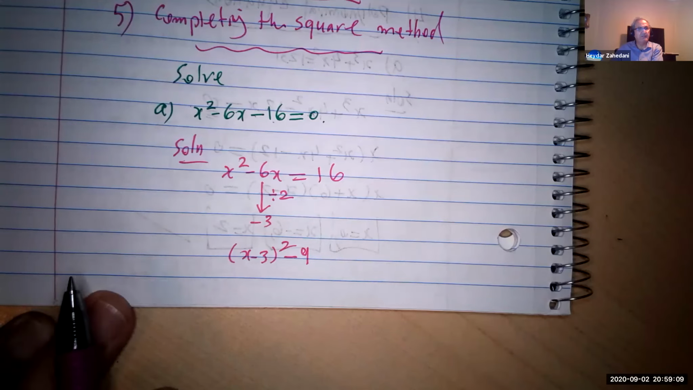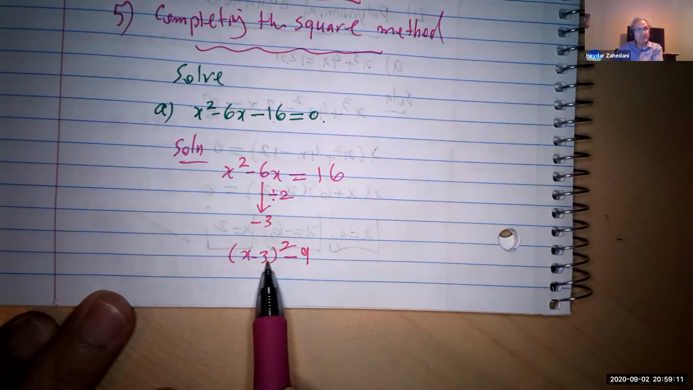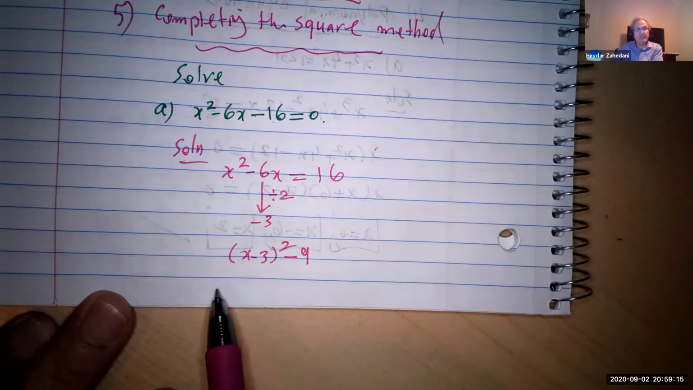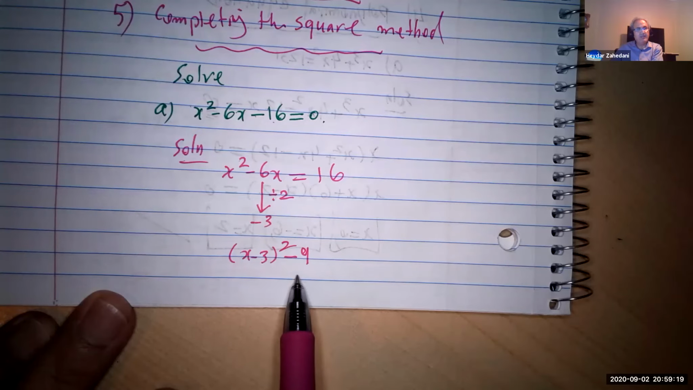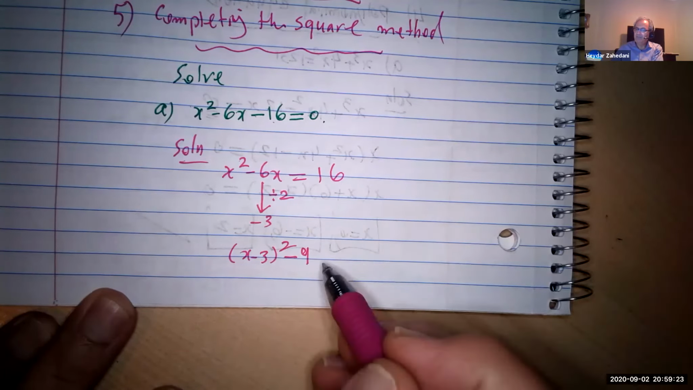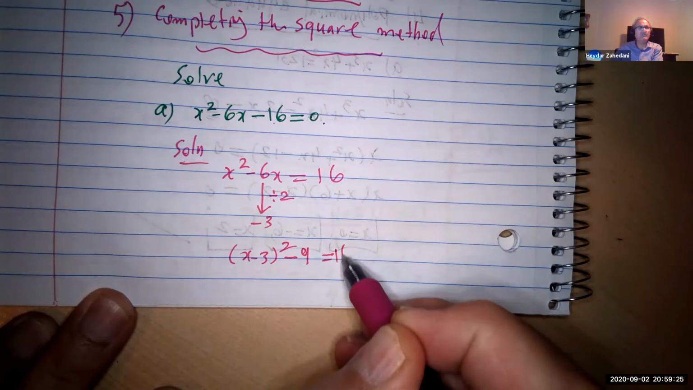It's what you want. But when you distribute this one, there is going to be 3 squared. Negative 3 squared is 9, plus 9, but there is no plus 9. So you put the negative 9, so plus 9 and negative 9 cancel out each other. That's it. Equal to 16. Any question?